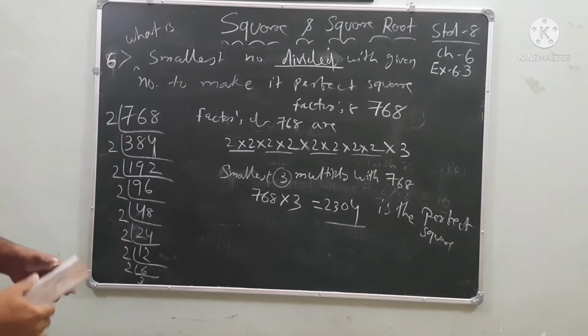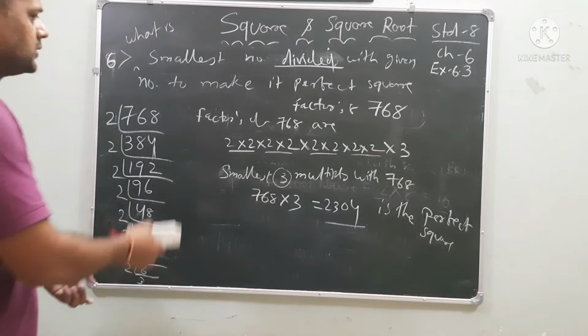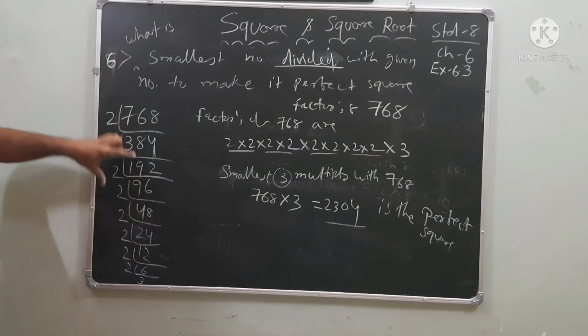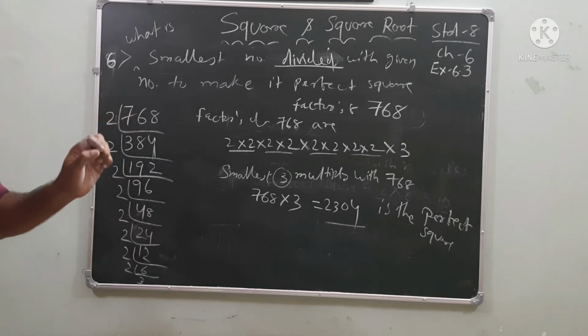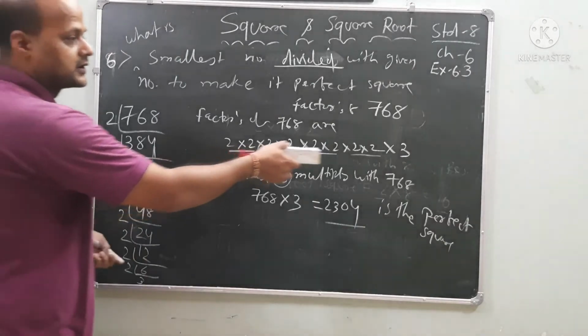Divided with the given number to make it a perfect square. And what is the square root of that number it is asking? So we have to find out that number by the prime factorization method, and you find the factors. Write down the factors like this.